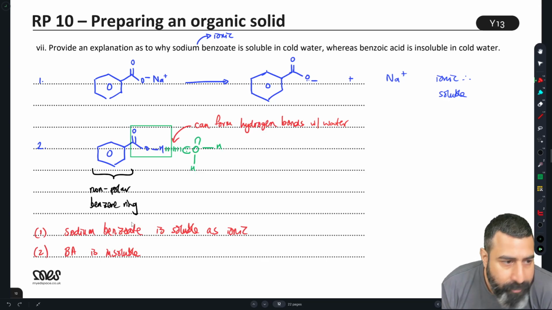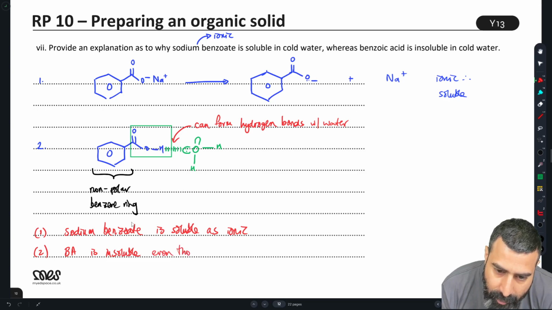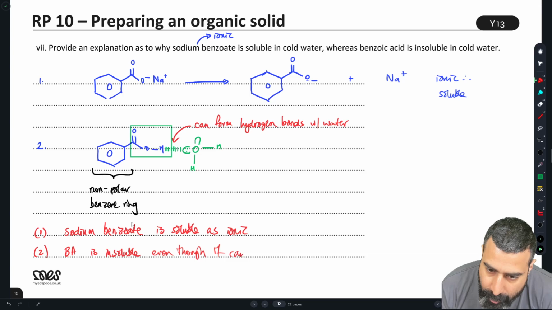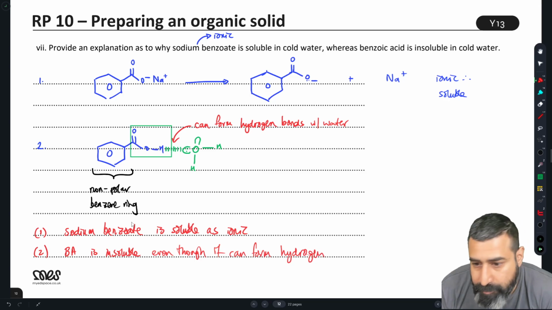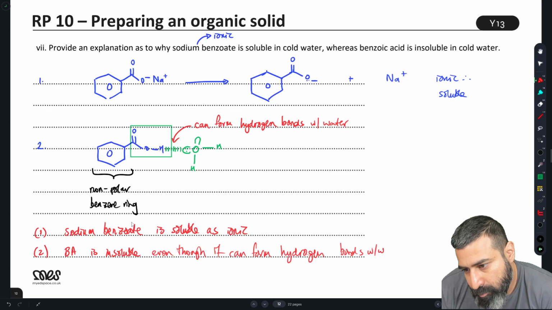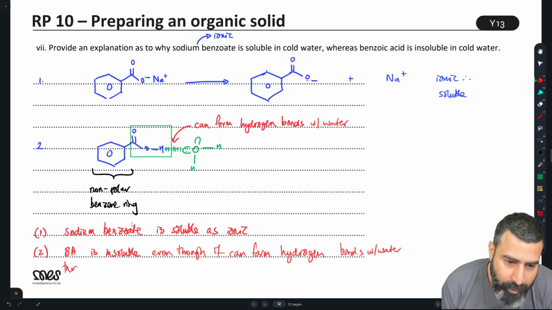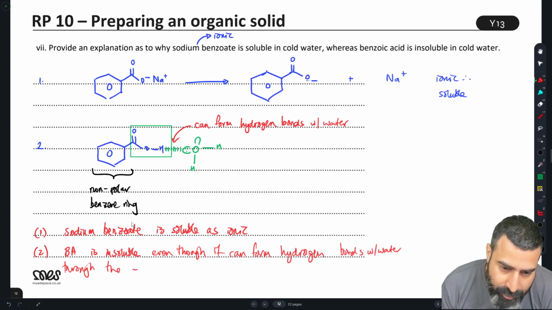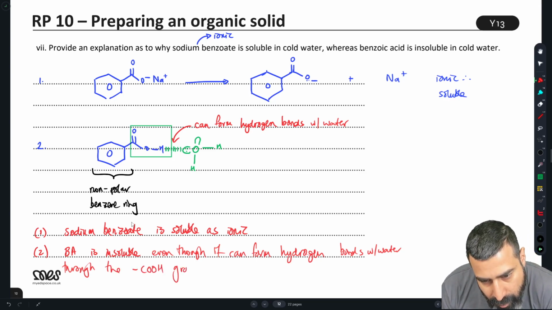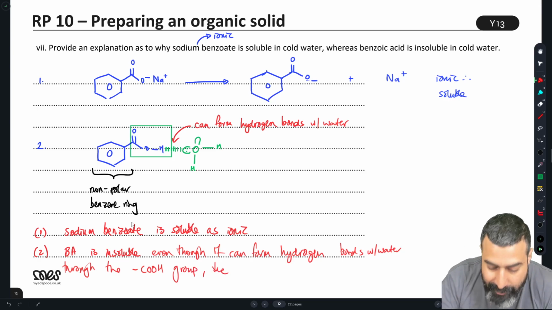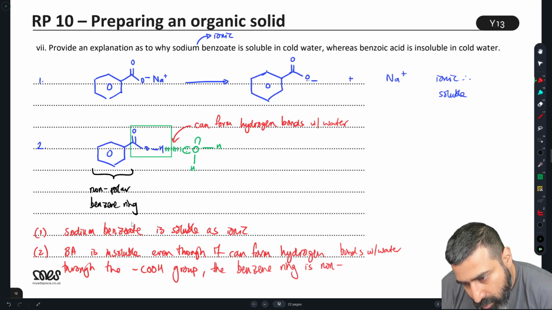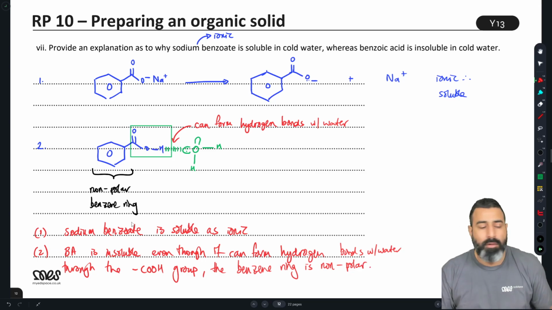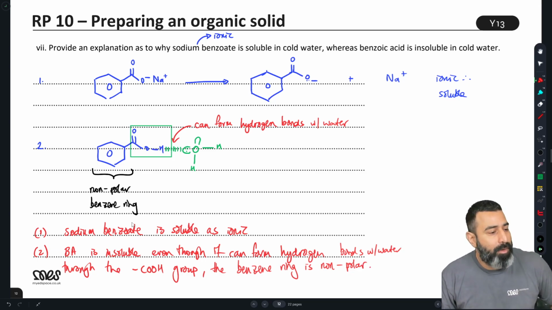Just going to say Ba for benzoic acid is insoluble, even though it can form hydrogen bonds with water through the COOH group, the benzene ring is non-polar. So there we go.